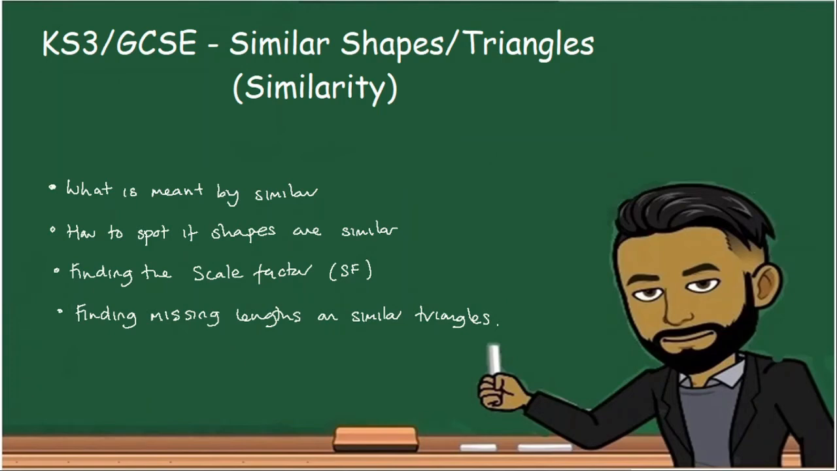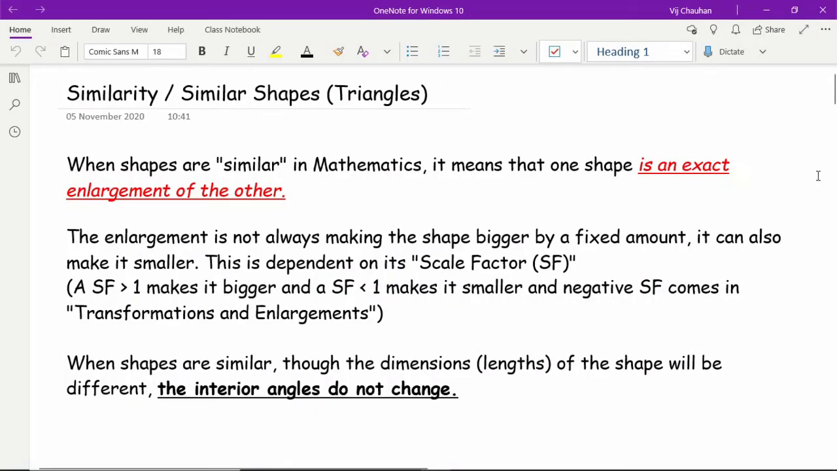So in this first video on similar shapes or similar triangles or similarity, we'll be looking at what is meant by the word similar, how to spot if shapes are similar, finding the scale factor, and finding missing lengths on similar triangles. So as mentioned, similarity or similar shapes or similar triangles has got many kind of names. Depending on what it's labelled as on your revision list or on your syllabus, it's always important that you know between the three things.